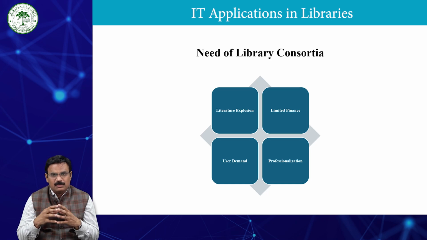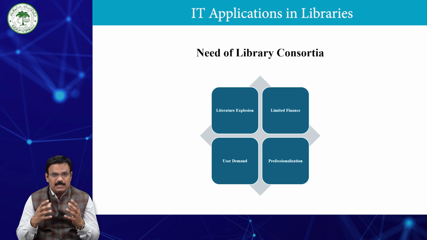The consortia become essential because of the literature explosion, limited finance, user demand, and professionalization; these are the reasons for developing library consortia. The one major factor driving the adoption of library consortia is the rapid expansion of literature. The vast and growing volume of information has made it impossible for any single library to be entirely self-sufficient. Library resources, which include a range of formats such as books, periodicals, research papers, and other materials, are growing exponentially, and libraries are unable to keep pace with acquiring all newly produced resources.